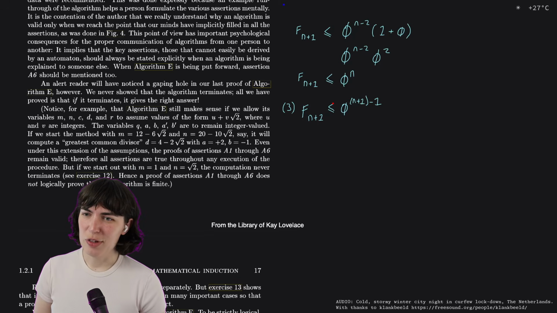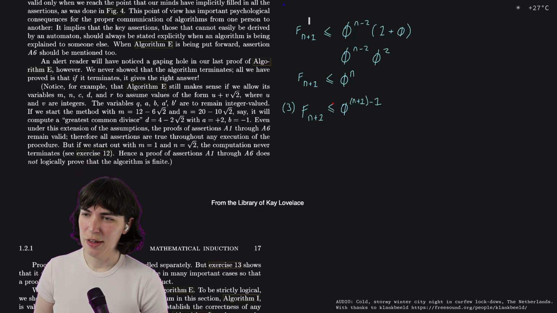An alert reader will have noticed a gaping hole in our last proof of algorithm E, however. We never show that the algorithm terminates. All we have proved is that if it terminates, it gives the right answer. Notice, for example, that algorithm E still makes sense if we allow variables m, n, c, d, and r to assume values of the form u plus v root 2, where u and v are integers. The variables such and such are to remain integer valued.